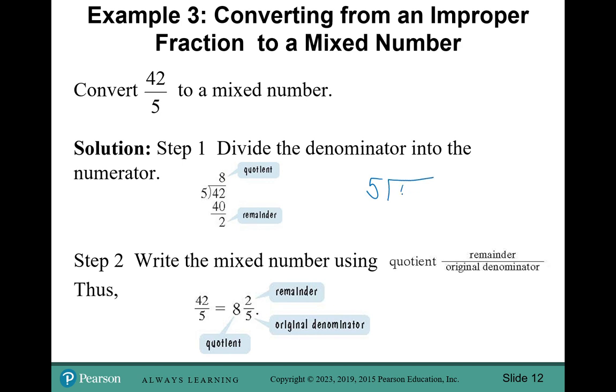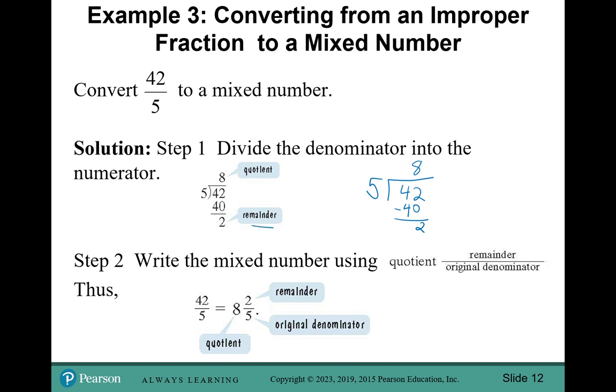If I divide 5 into 42, 5 does not go into 4, but 5 does go into 42. 5 goes into 42 8 times. 5 times 8 is 40. So that's what I'm taking away from 42. 5 does not go into 2. We're not looking to have decimals here. We're okay with this remainder, as you see here, of 2.